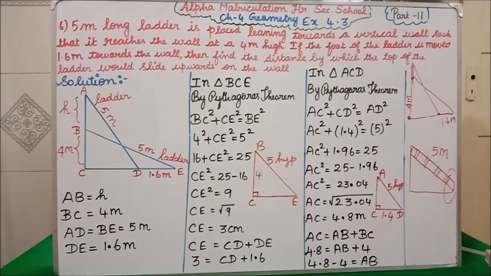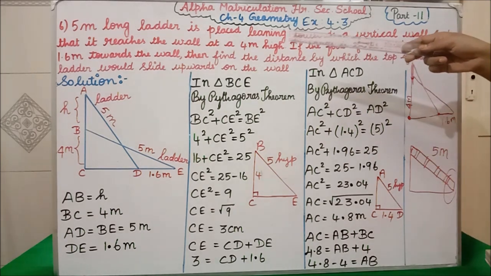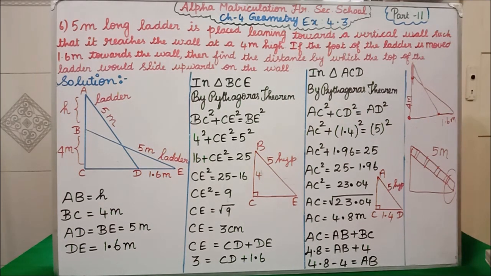A 5-meter long ladder is placed leaning towards a vertical wall. Clear? Such that it reaches the wall at a 4-meter height. Students, the 5-meter ladder we are placing on the wall. The wall height is given as 4-meter height. Okay, at 4-meter height, this is the wall. At 4-meter height, we are placing the 5-meter ladder. Clear?